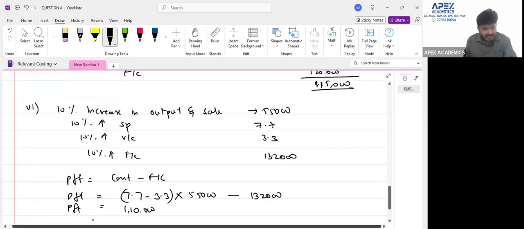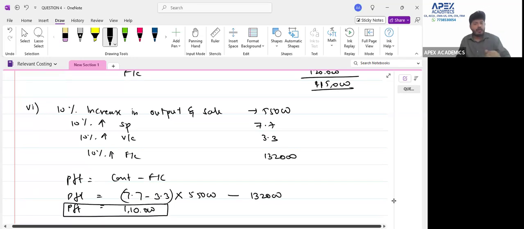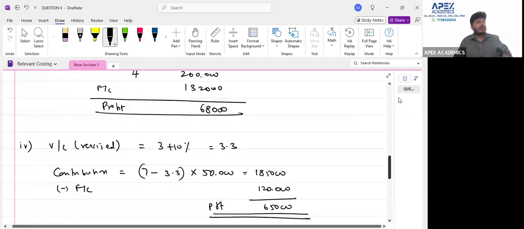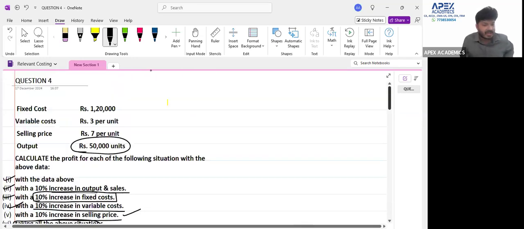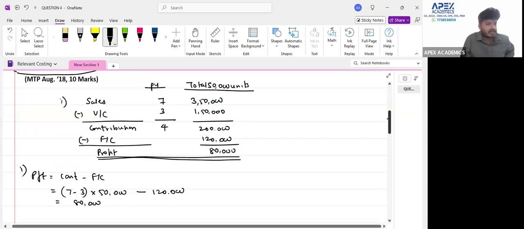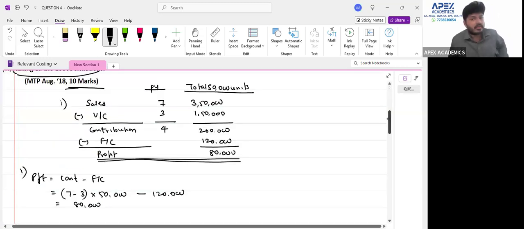It is an exceptionally simple question. But if you are overlooking the details, you are going to make a blunder and lose 10 marks in MTP. How many marks? 10 marks. When the institute wants to give you a bonus, they will give you such a question. Keep that.